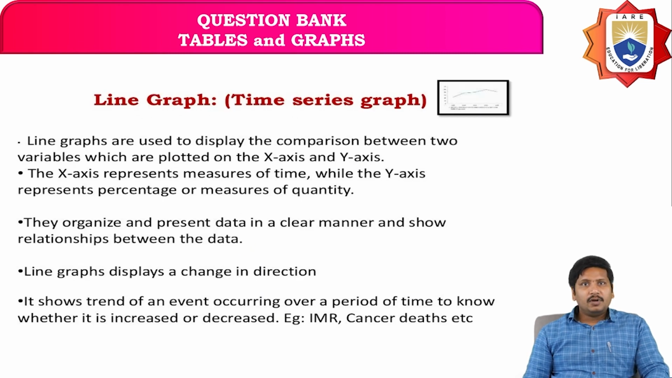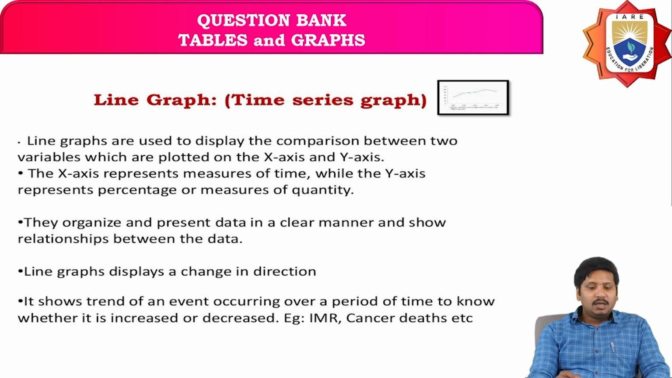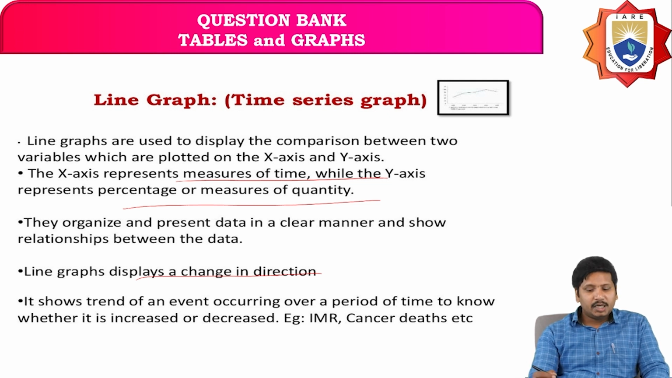And the line graph. A line graph is mostly used to make a comparison between two variables on the x and y axes. The x-axis represents the measured time, whereas the y-axis represents the percentage or measures of the quantity. The line graph displays changes of direction, and it also shows the trend of an event over a period of time, to know whether it is increasing or decreasing.